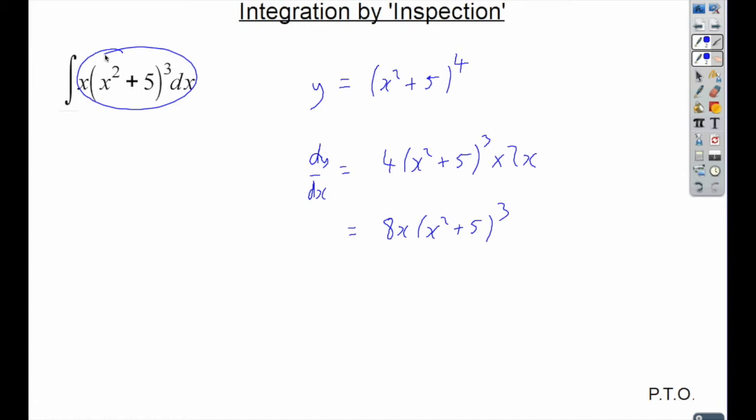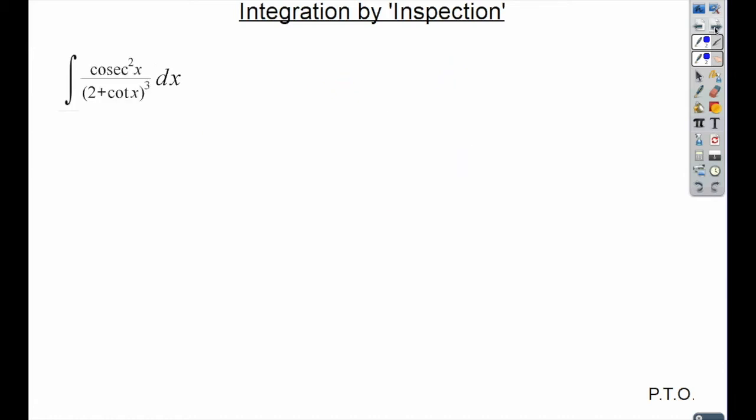It's just the factor of 8 that is different. So that tells us that our answer is going to be 1 over 8 and then (x squared plus 5) to the power of 4 and then plus c. Okay, so the thing to do is just check what's in the brackets, differentiate that, and if you've got a multiple of that outside the brackets, then you'll get some sort of idea as to what form the answer will take. Okay. Right, let's have a look at the next example.